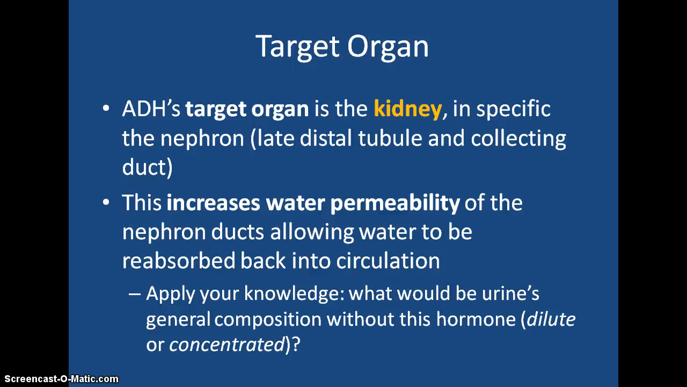The target organ of ADH is the kidney, specifically the nephron. This hormone increases water permeability of the nephron ducts, allowing water to be reabsorbed back into circulation. Apply your knowledge. What would be urine's general composition without this hormone in circulation? Dilute or concentrated?